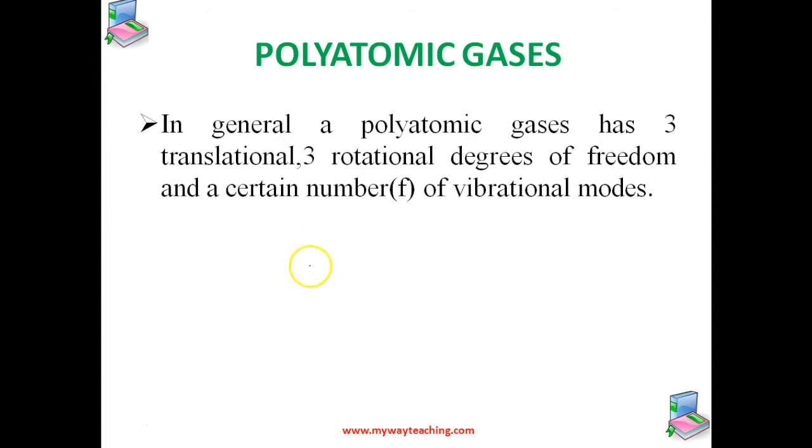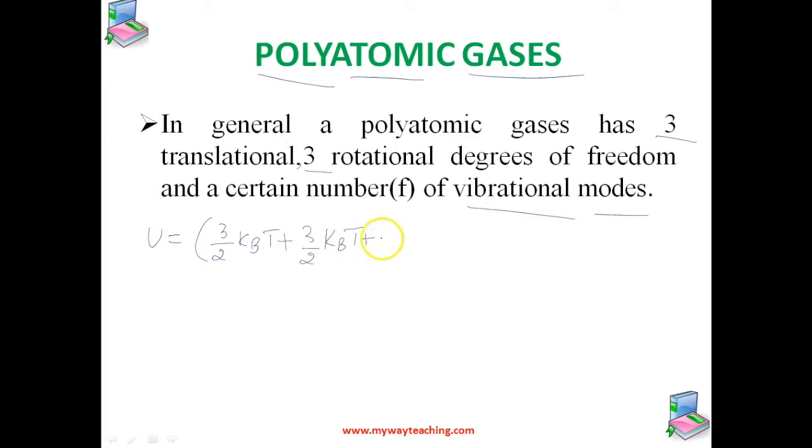Now let us study the case of polyatomic gases. In general, a polyatomic gas has 3 translational, 3 rotational degrees of freedom, and even a certain number of vibrational modes. It contains all 3 modes of energy. So according to the law of equipartition of energy, for 1 mole of such a gas, the internal energy is given by 3/2 kB T plus 3/2 kB T plus f kB T into Na.